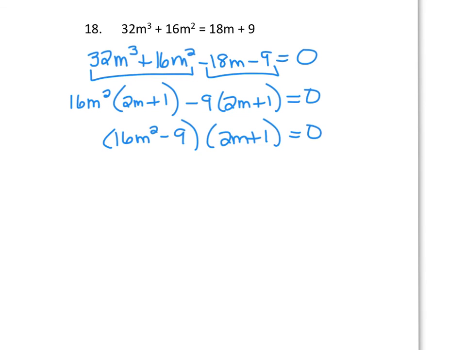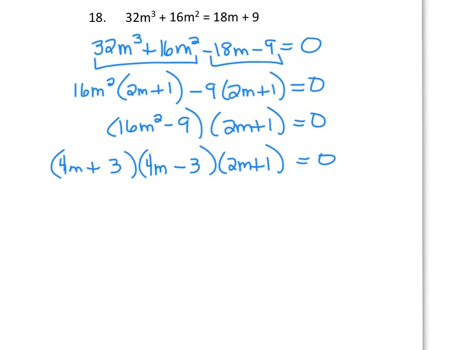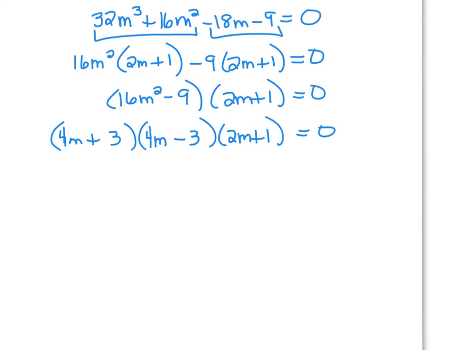So we could see that this is a difference of perfect squares. Since the square root of 16 is 4, and the square root of m squared is m, I'm going to put a 4m in the first spot in each parenthesis. One's positive and one's negative. And since the square root of 9 is 3, I'm going to put a 3 in the second spot in each parenthesis. And you can bring down the 2m plus 1, and don't forget about the equal 0. Now everything's fully factored.